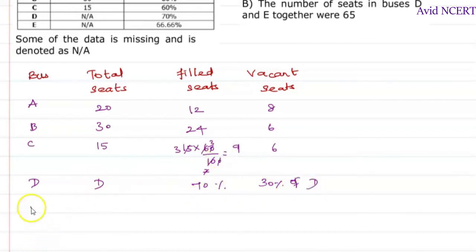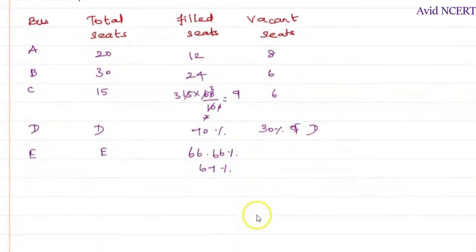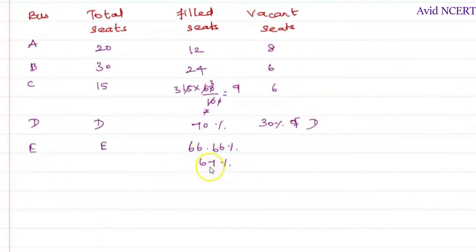And for bus E, again the data is not available. So let me just take it as E. You can take it as X or any term, any term is fine. And the seats filled here is 66.66%. We can round it off to 67%, because it is 66.6, and 0.6 is more than 5, so this can be rounded off to 67%. When 67% is filled, the remaining 33% of bus E is vacant.